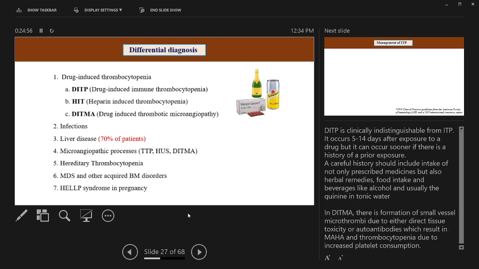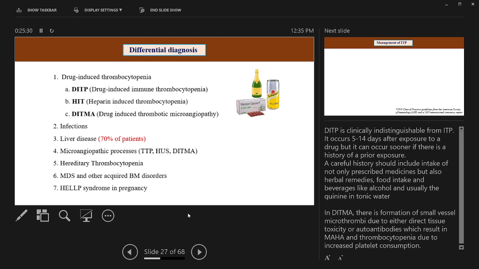So the differential diagnoses are drug-induced thrombocytopenia, which can be because of immune or non-immune causes. DITP, which is drug-induced immune thrombocytopenia, is clinically indistinguishable from ITP. It occurs 5 to 14 days after the exposure to a drug, and once the drug exposure has been removed, the platelet counts normalize. So a careful history should be sought not only for any prescribed medications, but also for herbal remedies, food, or beverages. And most commonly, the beverage is alcohol or quinine in drinking water, which comes with the brand name of Shrutis.